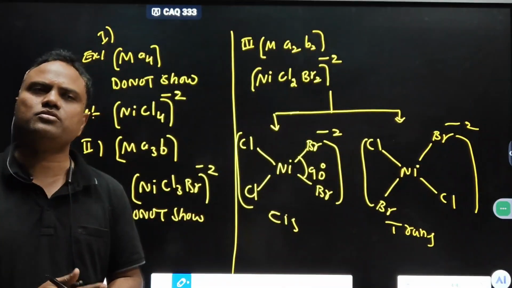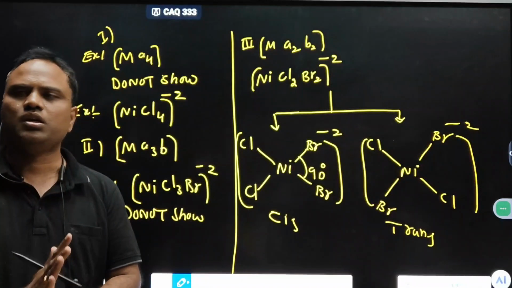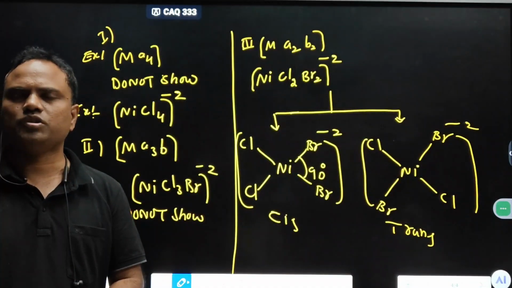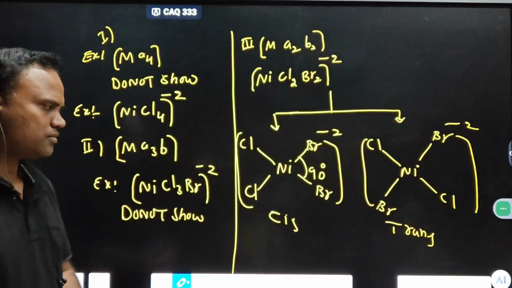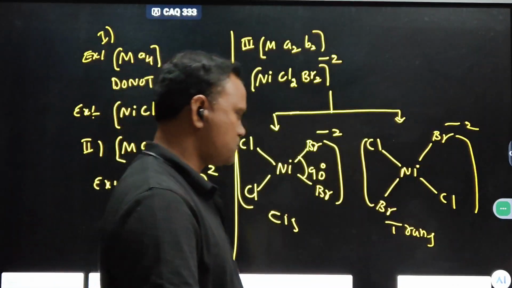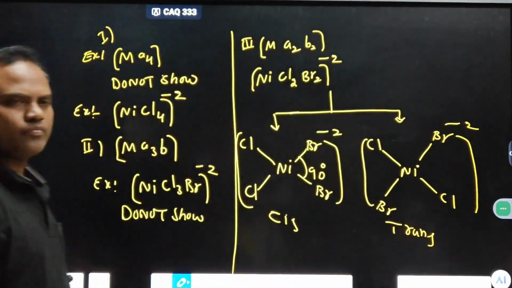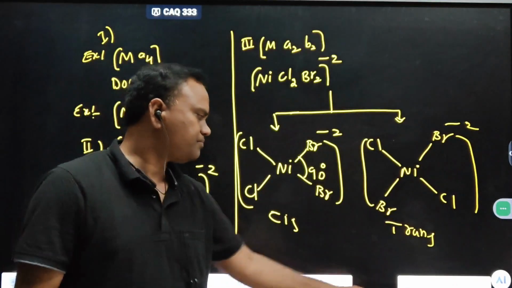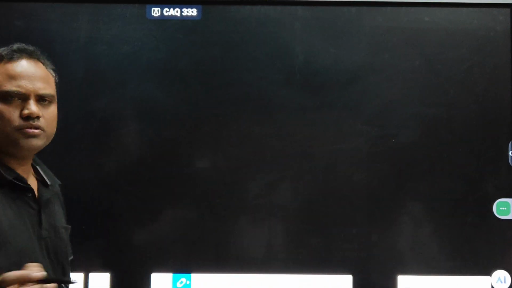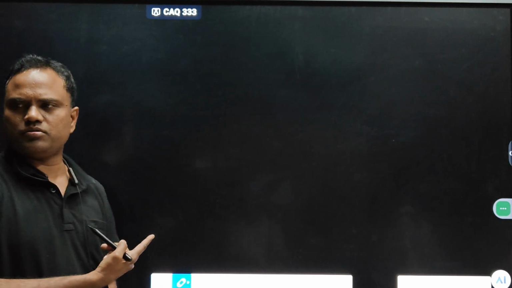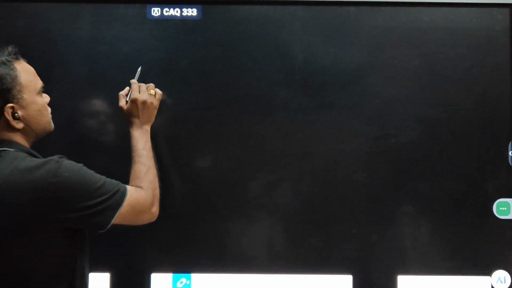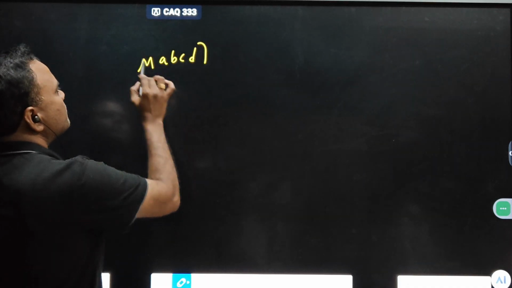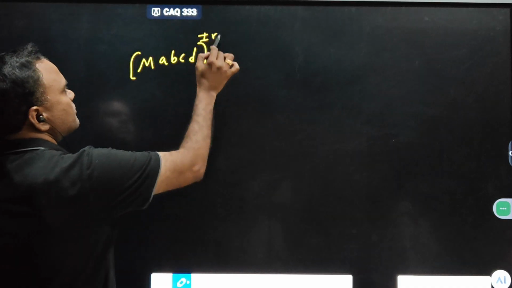How will MABCD show geometrical isomerism? On what basis can we say it? Once look at this. MA2BC is similar to this only, MA2B2 type. I am going directly to MABCD type.